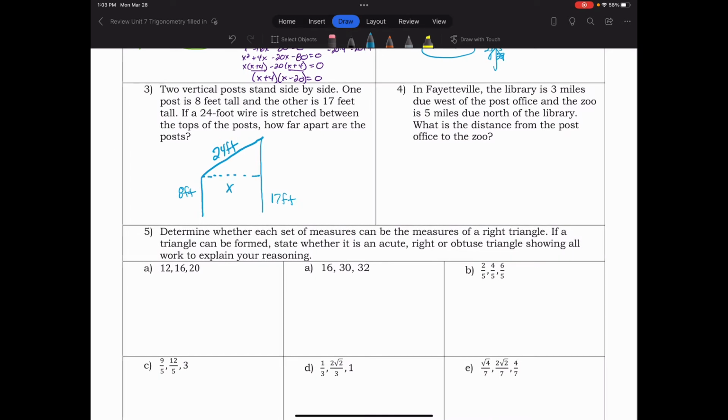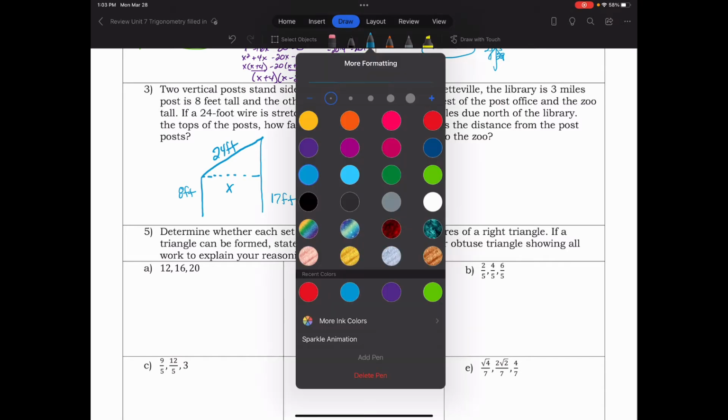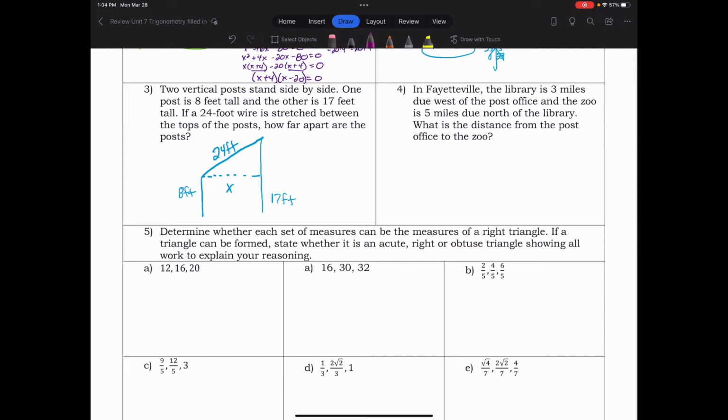Okay. Now, that could be awfully difficult if you don't know a few things. For this right here, I know if this is 17 and this is 8 here, then this is going to be 17 minus 8, which is 9. So I know that this is 9 feet, and so I do Pythagorean theorem. So this is going to be x squared plus 9 squared is equal to 24 squared.